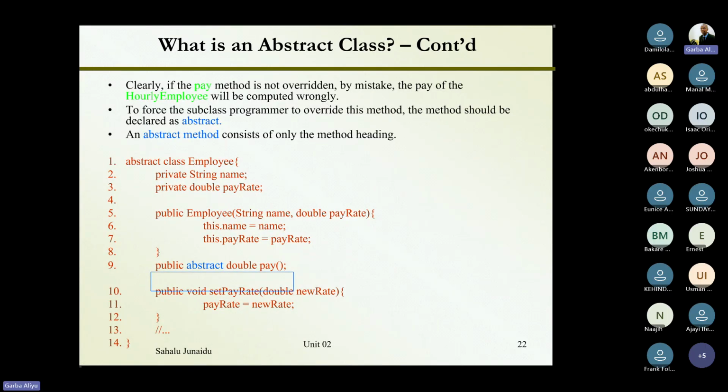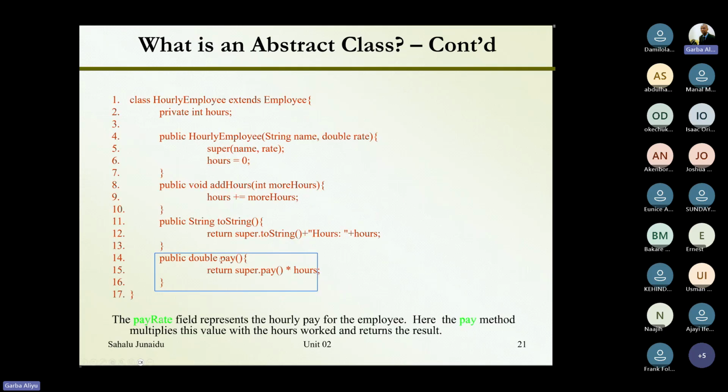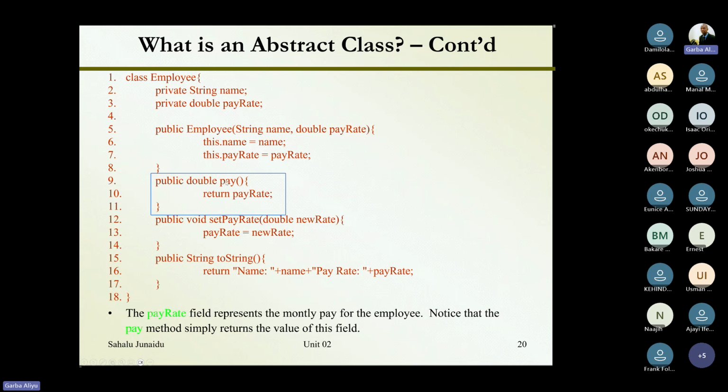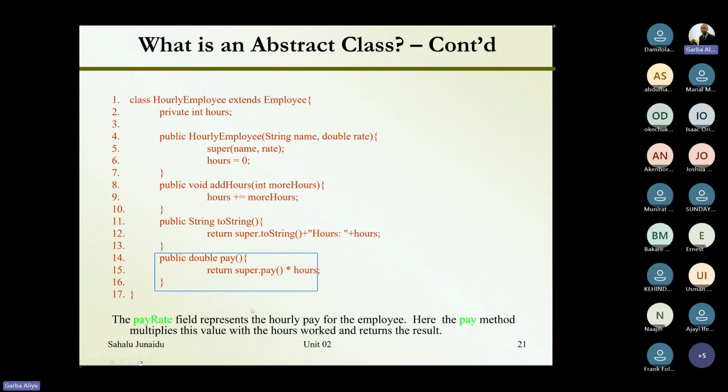Because if there is no overriding method, as in we don't have this pay method here, it means we make use of this pay method of the hourly employee, which only returns the pay rate without multiplying by the number of hours. So that computation will be wrong, because the expectation is the pay rate per hour multiplied by the number of hours. If you mistakenly just use this pay method of the hourly employee, we will not get the correct pay. That is, if we mistakenly do not override this method.